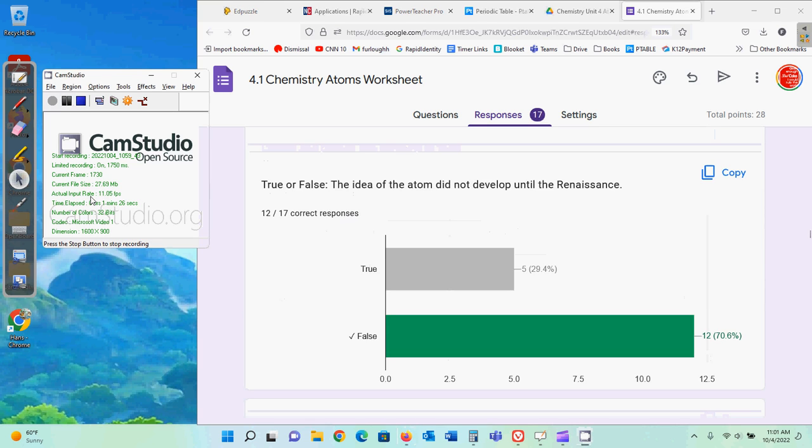All right, here's another one: true or false? The idea of the atom did not develop until the Renaissance. Right? Now, I am not a history person. I couldn't tell you when the Renaissance was, but I knew it was like after the Middle Ages, right? So we're talking like 1400, 1600 or something. Okay? The idea of the atom began with Democritus, which was 400 BC, before the Common Era. So that was like 2,400 years ago, right? That was a long time ago, and a long time before the Renaissance. So this was a false statement.